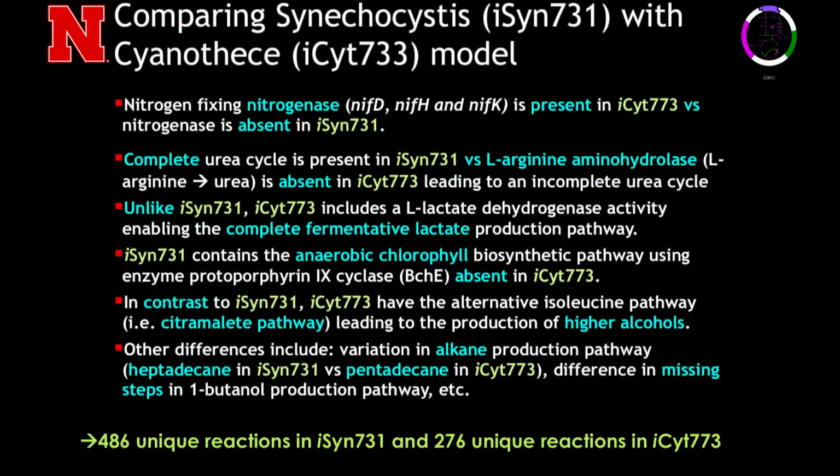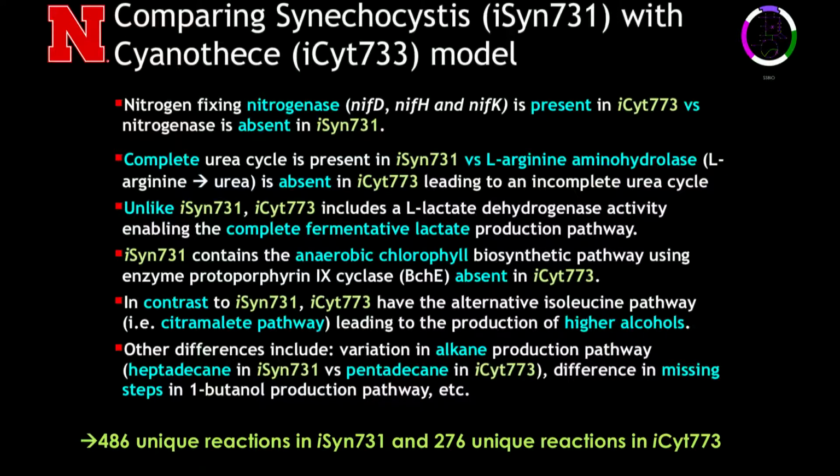But at the end, when we compared, we saw what we had basically expected. Obviously one can fix nitrogen, so that pathway is there. For the others it is not there. For Cyanothece, the urea cycle is not complete, and that's okay. For Synechocystis, it's complete because it doesn't have a nitrogen fixation mechanism, and it has a few other differences. One can produce hexadecane, the other one can produce pentadecane as alkane.